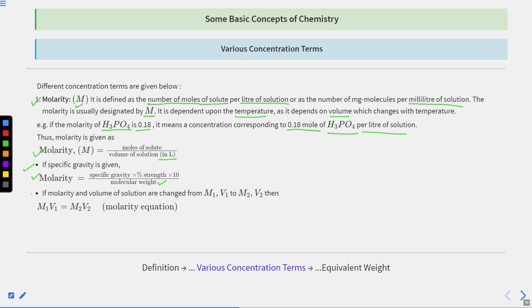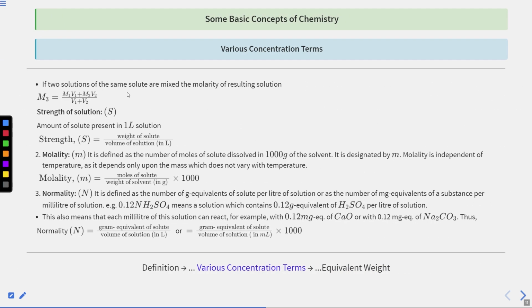Okay, now if molarity and volume of a solution are changed from some initial value M1V1 to M2V2, then M1V1 will be equal to M2V2. This is known as the molarity equation. Okay, this is a point to be noted.